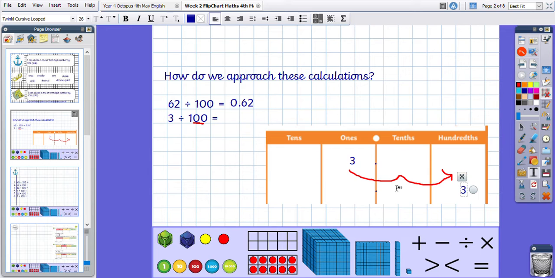Now I have nothing else to move, so I need a placeholder in my tenths column so that my 3 doesn't fall down, and I need a placeholder in my ones column to show that there is nothing in these columns. So my answer would be 0.03.